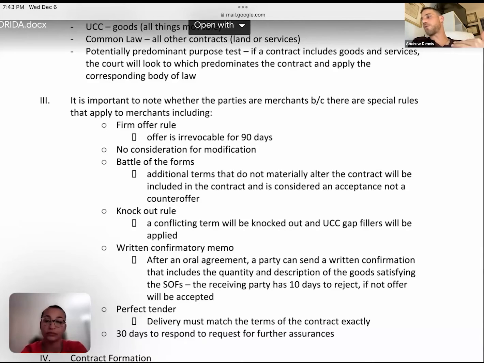Written confirmatory memo rule is an exception to the statute of frauds. If I send her an email after and say, hey, Grace, this is to confirm our agreement for 10 pens at $100, signed Andrew, we do have an agreement. I'll get into exceptions to the statute of frauds, and that written confirmatory memo comes from that, mnemonic SWAP: written confirmatory memo. So let's rewind a little bit.